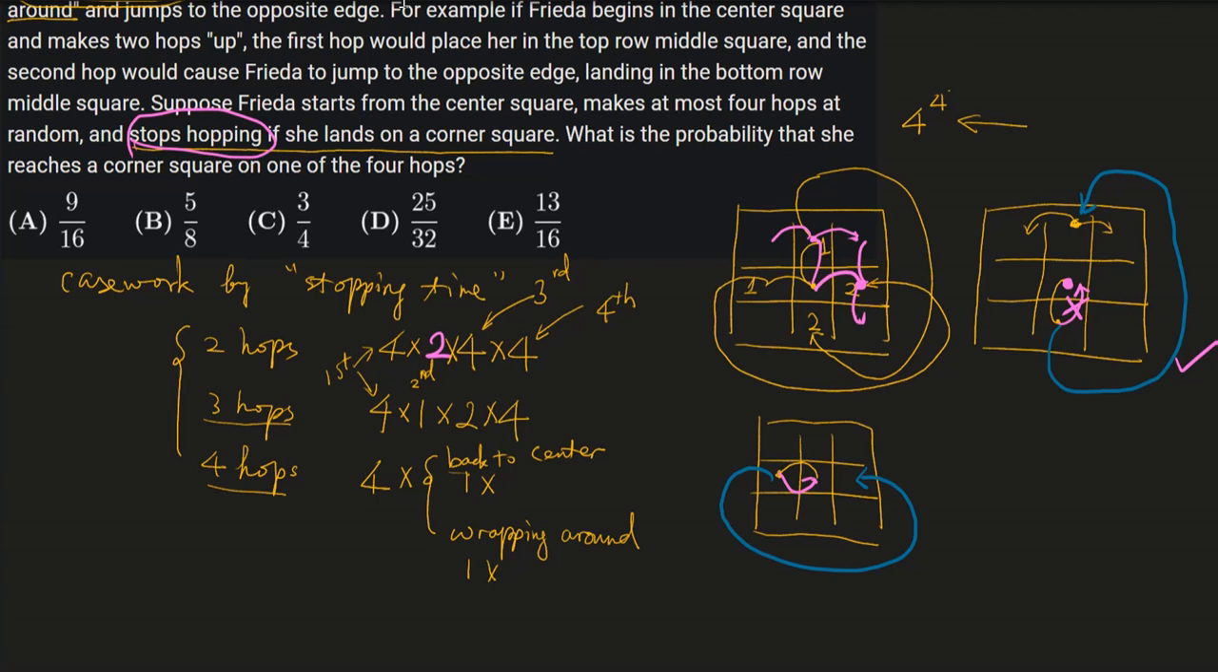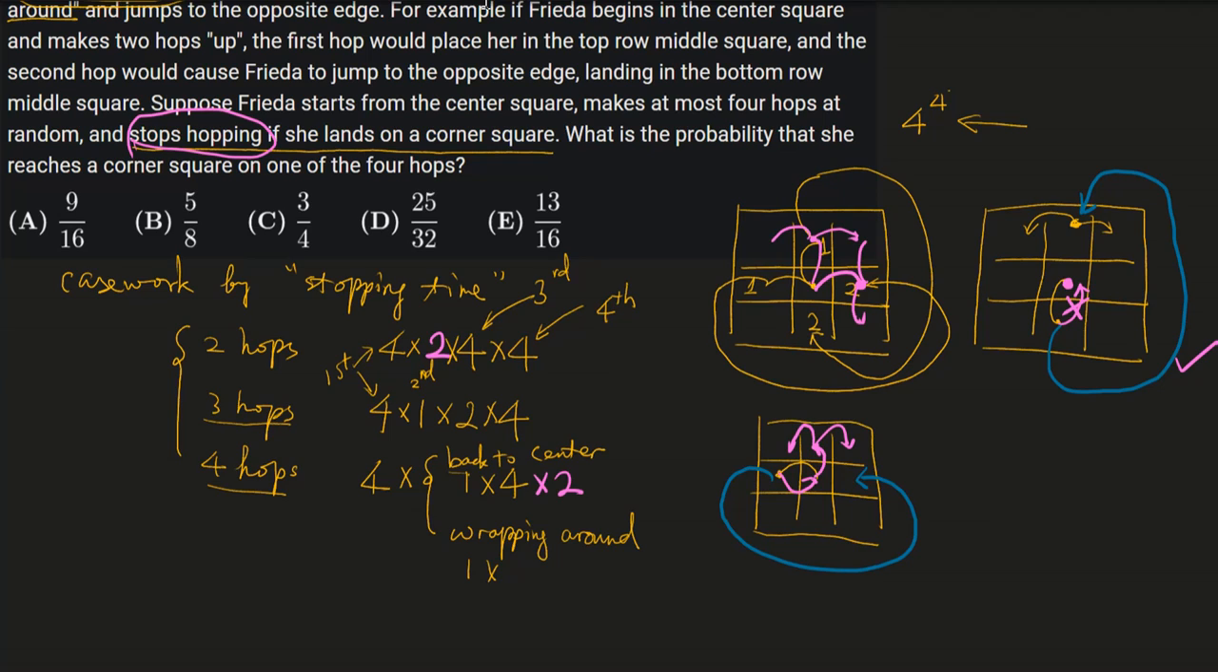When she comes back to the starting point, then the next step, she can again go to any of the 4 directions. And let's assume that she goes to the top, right? By symmetry, it's the same thing. If she goes to the top, then at the last step, she can either go here or go here. Then we have times 2 for the fourth step.